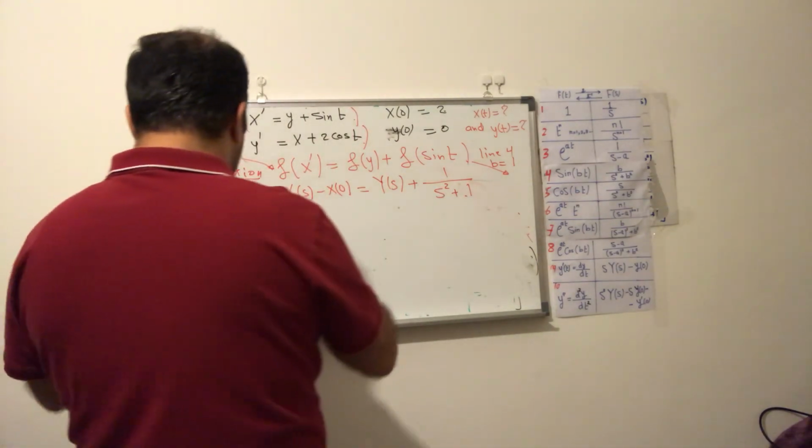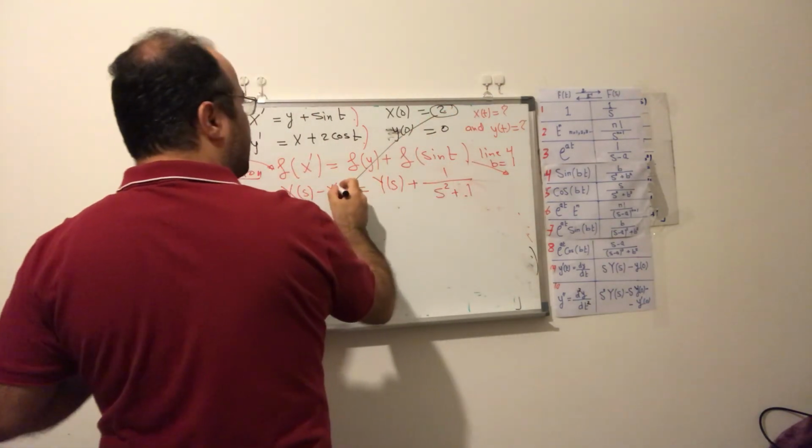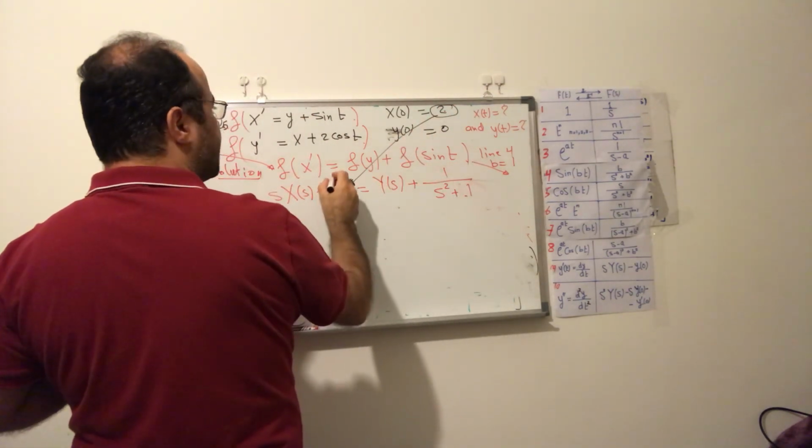Okay, and also that should go here for x of 0. So this thing is 2.